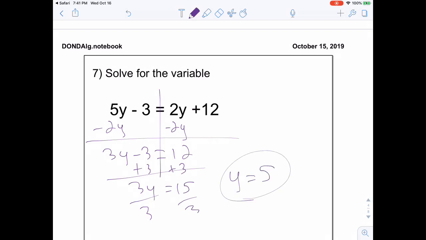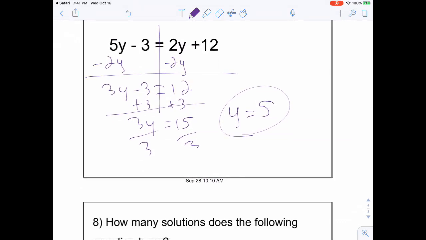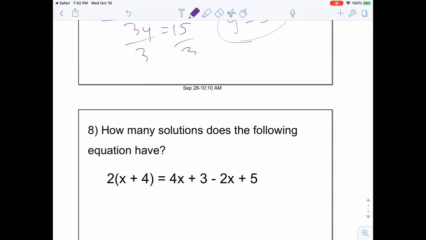I could have moved the 5y over if I felt comfortable doing that. However, I would have a negative y and then I'd have to divide by a negative number. Still get the same answer, just different steps here.